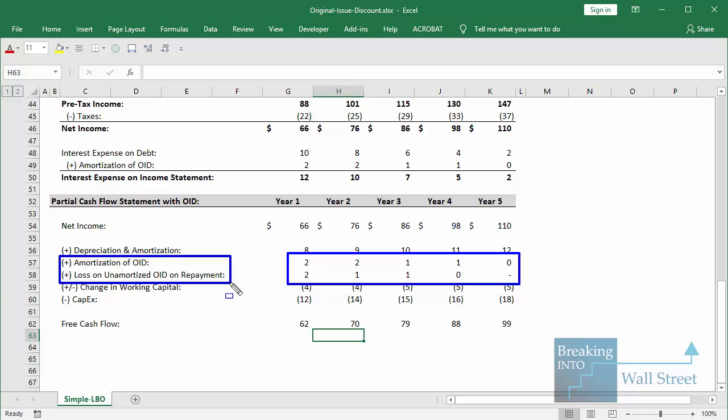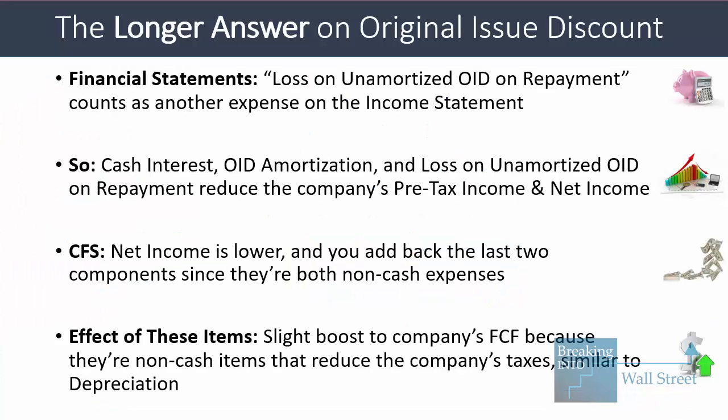So both these count as non-cash charges, and both these give a slight boost to the company because they're non-cash charges that reduce their tax bill. So as I say here, it's a slight boost to the company's free cash flow. They're non-cash items that reduce taxes, similar to depreciation.